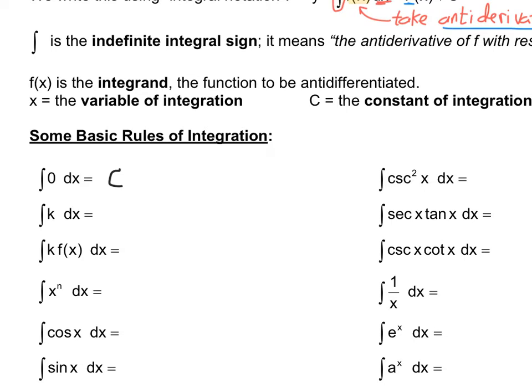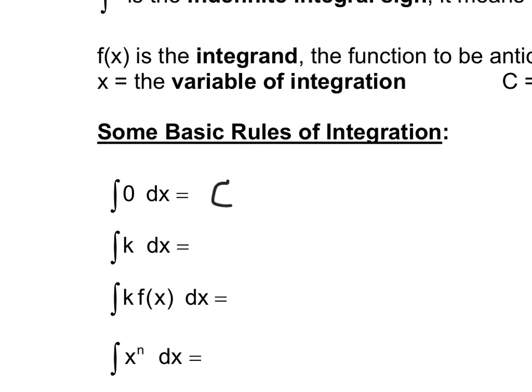Now k, all right, so this is where it gets a little weird because not all constants are created equally. So this k here is also a constant, but not of integration, right? So it's a constant particular to a function.